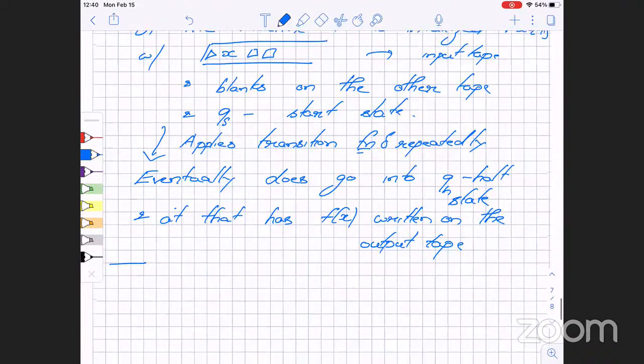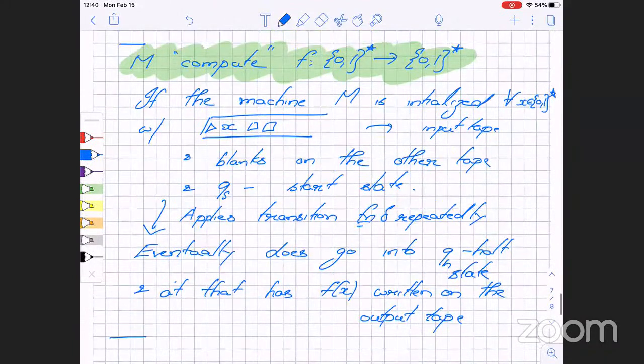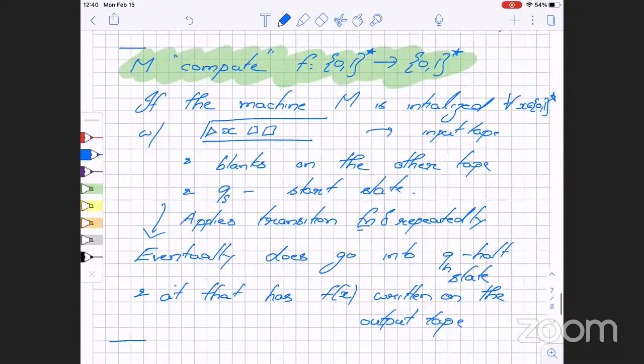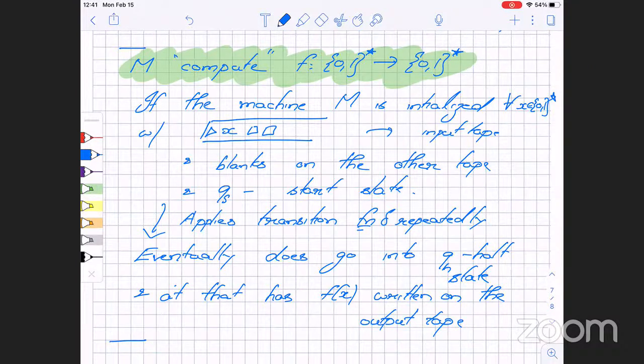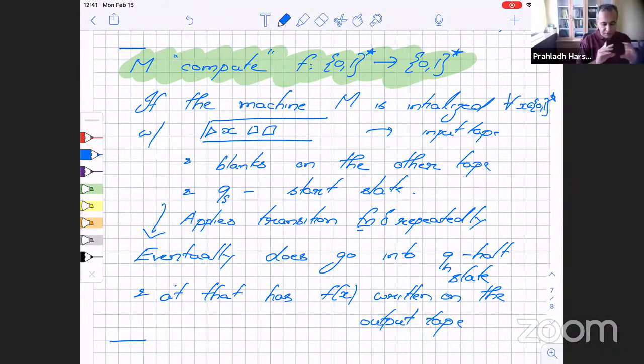Excuse me, can the initial state of the other tapes be anything? No, it's blanks on all the other tapes. That's how you start. When you start, the only configuration is the input on the first tape and blanks on the rest. You start with white paper every time. When you go into halt, you throw away all the work tapes. I don't care what's written on the work tape, but what's written on the output tape should be f of x.